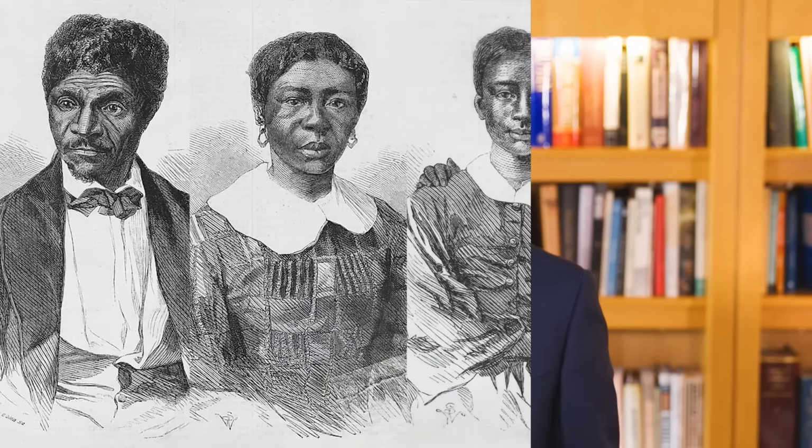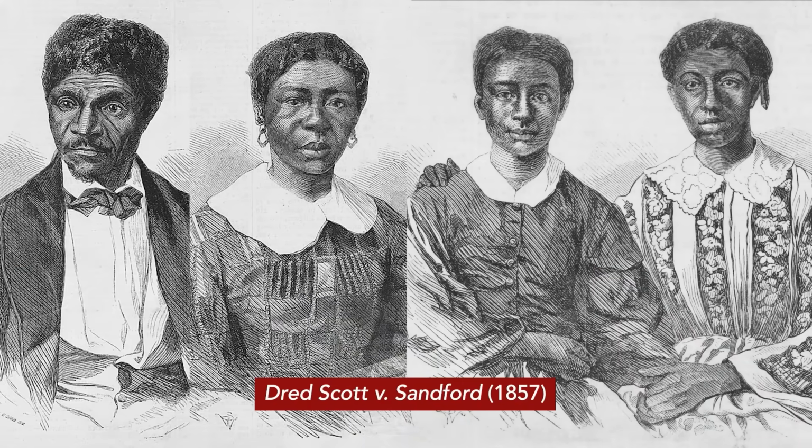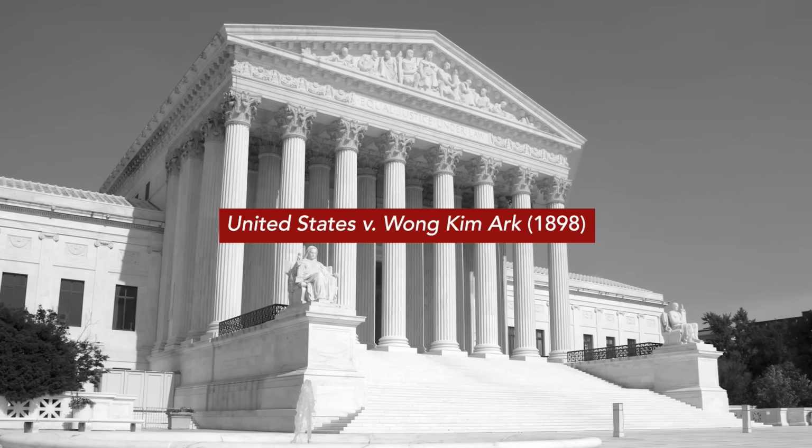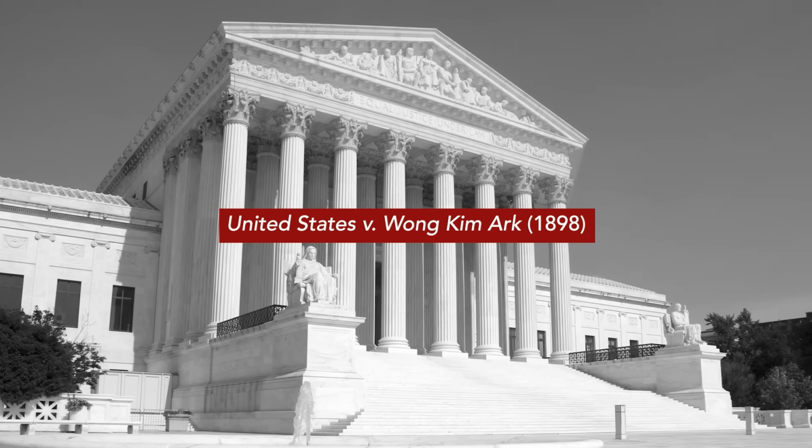Then the first sentence of the amendment overturned the part of the Dred Scott case that said that Black people couldn't be citizens and had no rights that white people were bound to respect. But then the question is, who's entitled to birthright citizenship? And the first test case was called Wong Kim Ark, and it was decided in 1898.